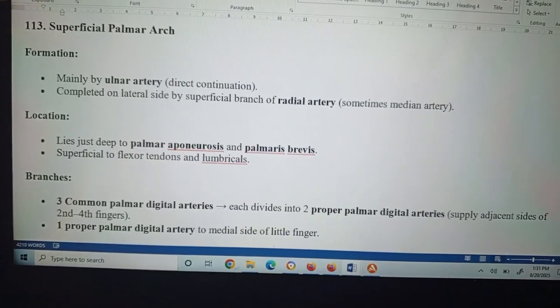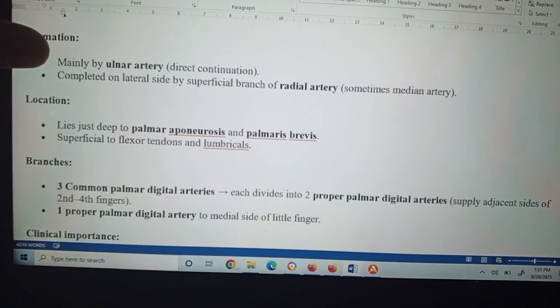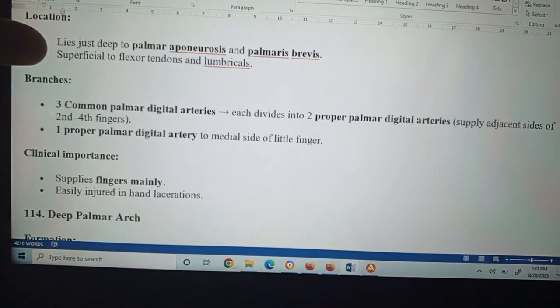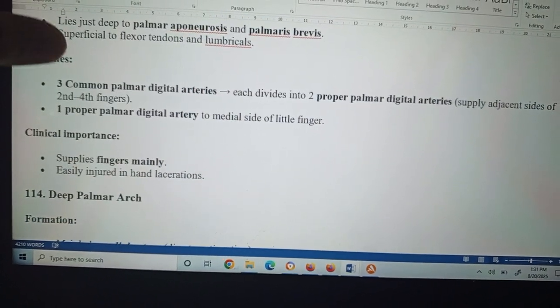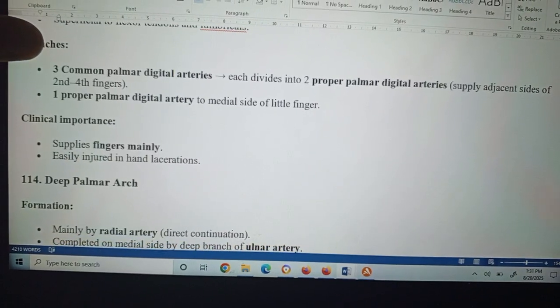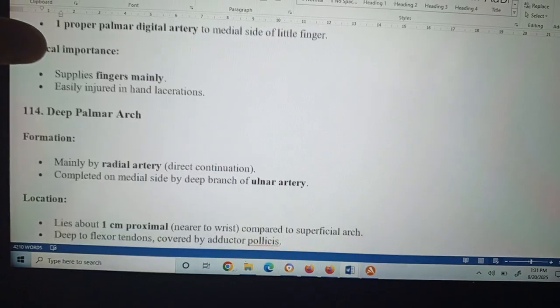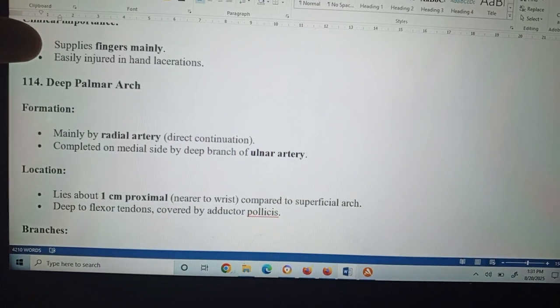Superficial palmar arch is formed mainly by the ulnar artery. Its location is deep to the palmar aponeurosis and palmar brevis. Branches: 3 common palmar digital arteries, each divided into 2 proper palmar digital arteries. Clinical importance is that it supplies the fingers mainly.